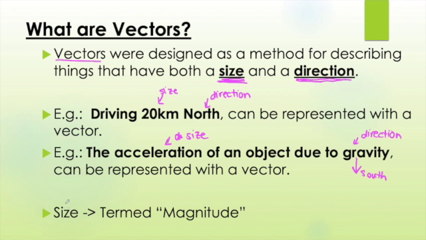Rather than size, you will hear a lot the word magnitude. When you're asked to describe the magnitude, that is the size. So if it's 40 kilometers an hour or 10 newtons or whatever it is, that is what they mean by the magnitude. Those are some important definitions to write down.